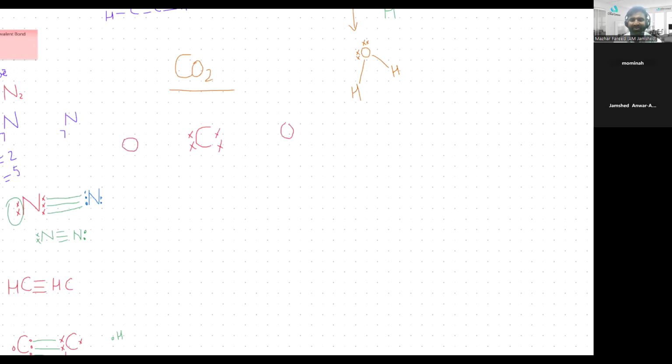Number of electrons present in the valence shell of an oxygen atom? 6. Because its atomic number is 8, it needs 2 electrons to become stable. So you need to put 6 electrons there.